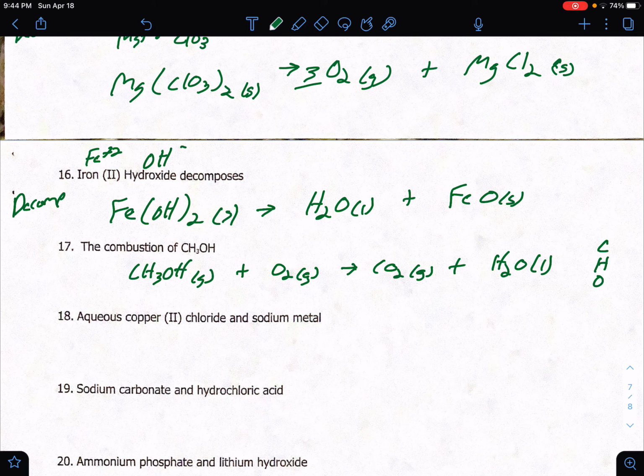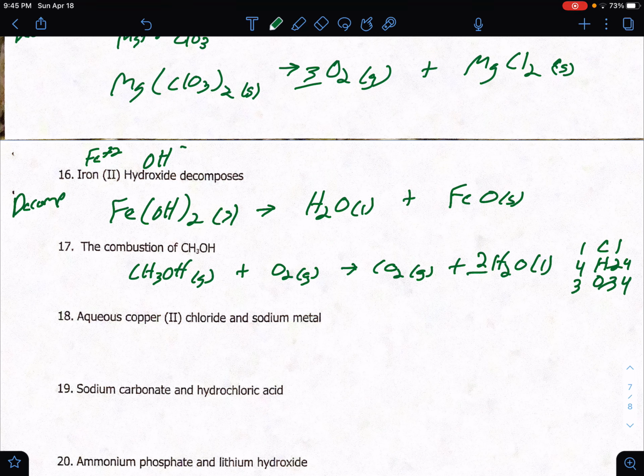So I'm going to do my C, H, O. I have 1 carbon on the left, 1 carbon on the right. I have 4 hydrogens on the left, 2 on the right. I have 3 oxygens on the left, and then 3 oxygens on the right. I'm going to move on to hydrogen since carbon's good. So I'm going to put a 2 in front of this H2O. That changes this to 4. But now my oxygen's 2 times, so 2 plus 2 gives me 4.